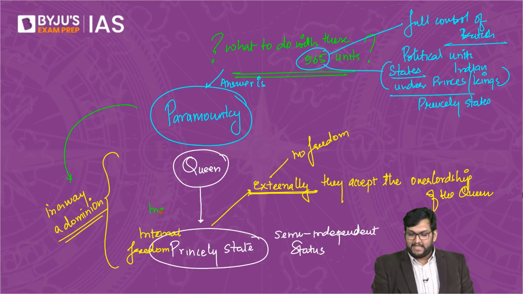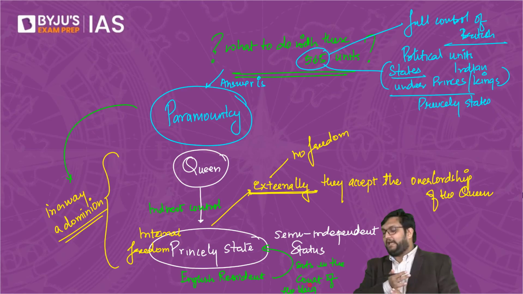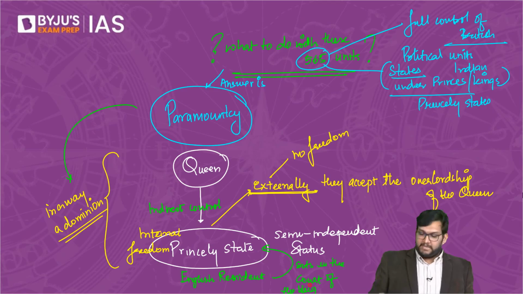That there is indirect control. There's an English resident who sits in the court of the king. The king wants to go for shikar, for hunting, go. You want to do this, go. This, that. Basically, the English resident is to make sure no rebellion.